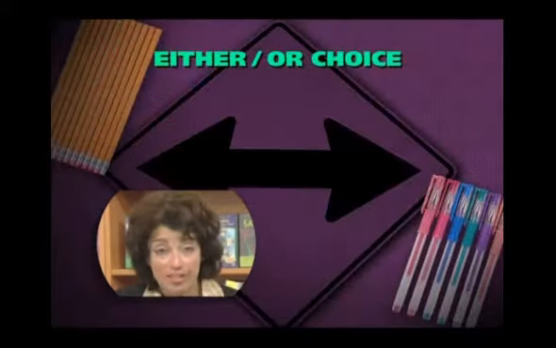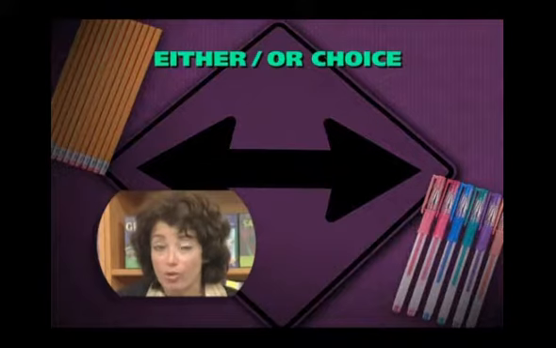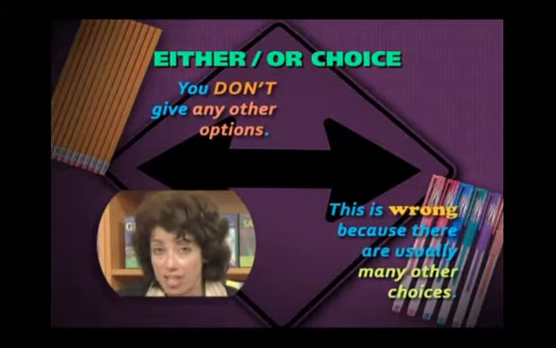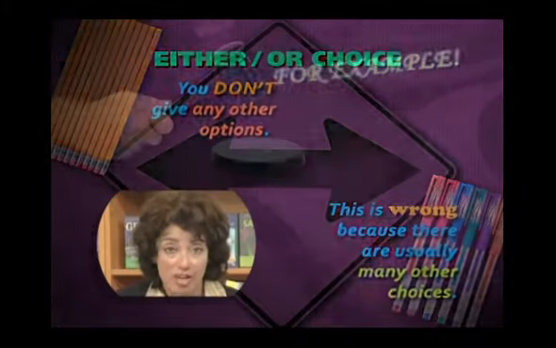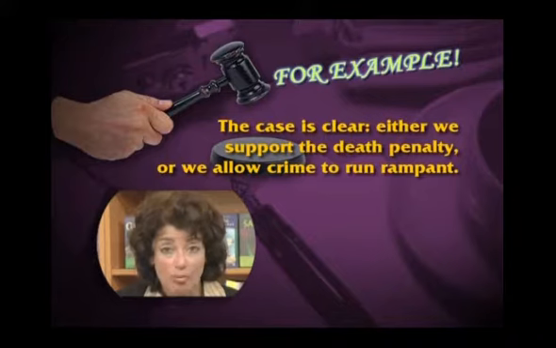It's also a logical fallacy when you offer an either-or, one or the other choice. You don't give any other options. This is wrong because there are usually many other choices as well. For example, the case is clear. Either we support the death penalty or we allow crime to run rampant.